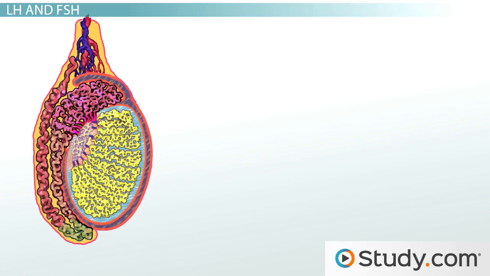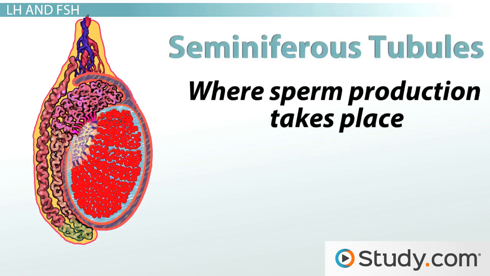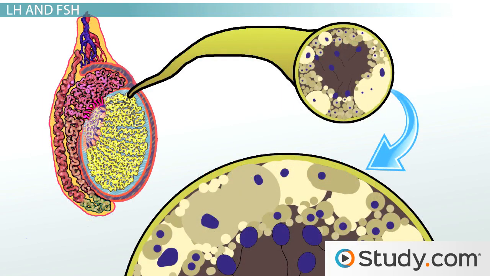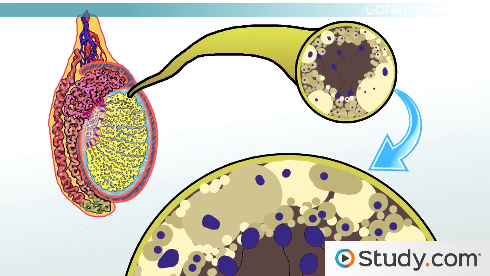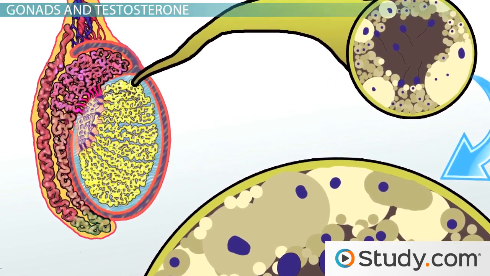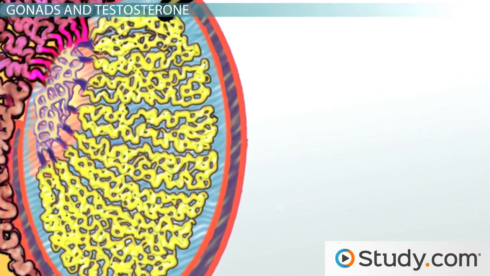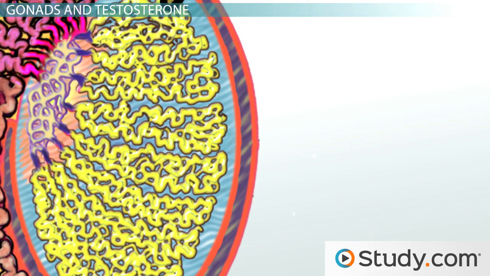If you're familiar with testicular anatomy, you may recall that the testes have two main divisions. There are the seminiferous tubules, where sperm production takes place. And then there are the interstitial spaces, or the spaces in between the tubules that are filled with cells and tissues. Now, don't disregard those spaces in between the seminiferous tubules quite yet. You see, even though they aren't making sperm like our tubules are, they are still really important. It is within these spaces where the testosterone-making cells live.